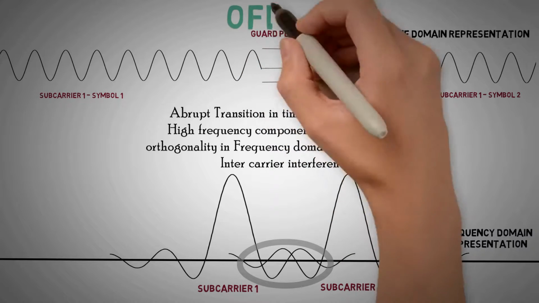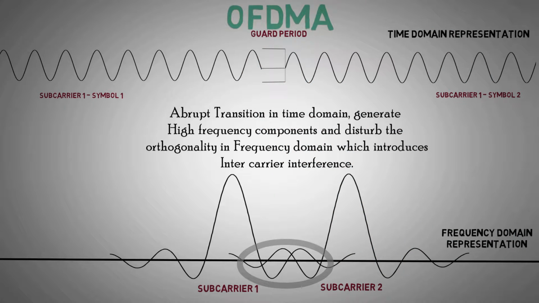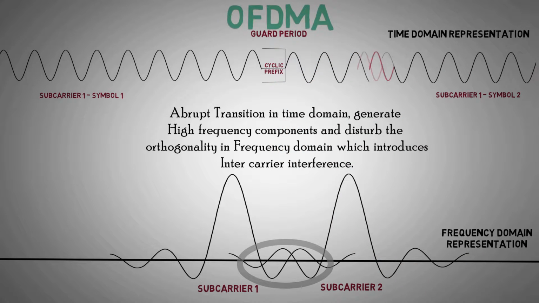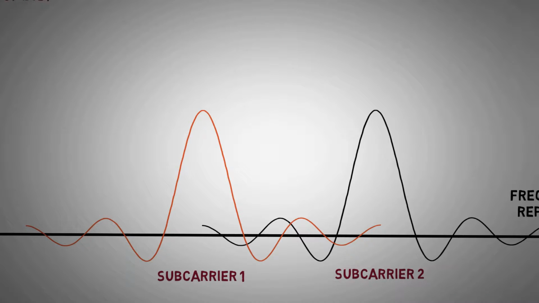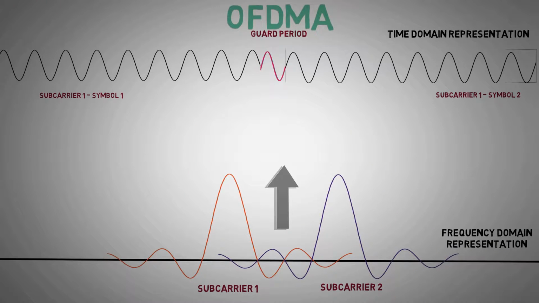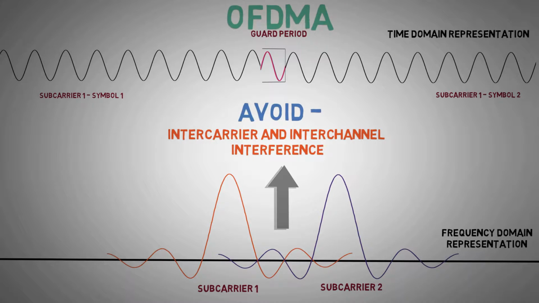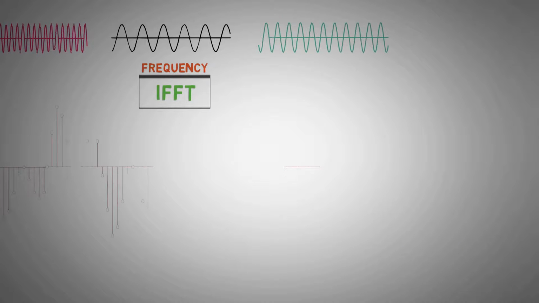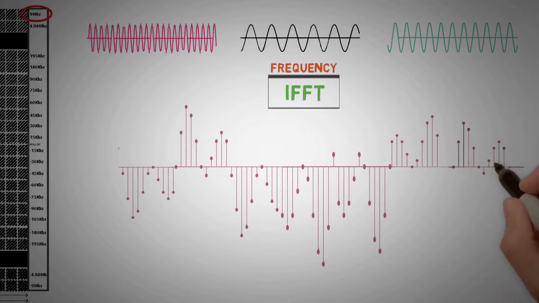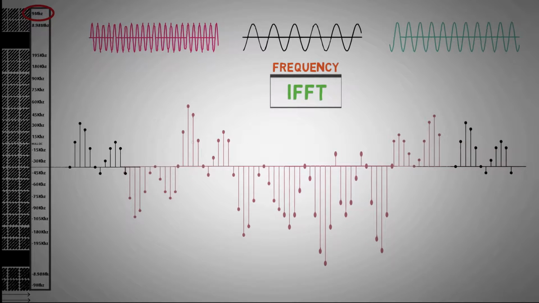So in OFDMA, we employ a more complex kind of guard period, called the cyclic prefix, in which the end part of a symbol is transmitted in the preceding guard period. It also ensures orthogonality between the subcarriers by keeping the OFDM symbol periodic over the extended symbol duration, and therefore avoids intercarrier and inter-channel interference simultaneously. Since OFDMA uses composite IFFT samples, the cyclic prefix is added by taking some samples from the end of a symbol period and placing them at the beginning.